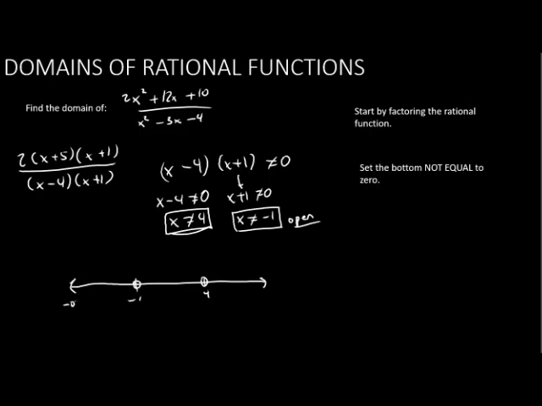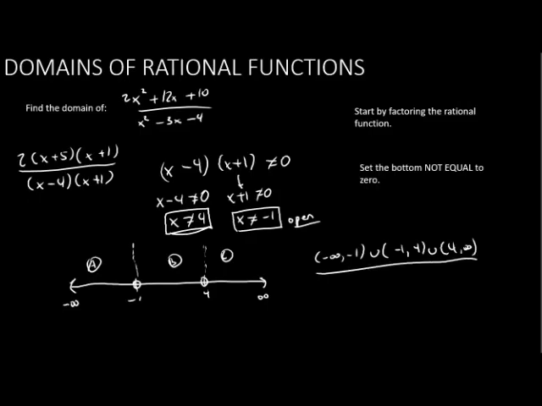We'll place the infinities on the left and the right, and we'll split this number line into pieces based on those open circles. We will label our regions A, B, and C. In region A, we will start at negative infinity and go to negative 1. For region B, we will say union, negative 1 to 4. And then for region C, we will say union 4 to infinity. This will be the domain for our rational function.